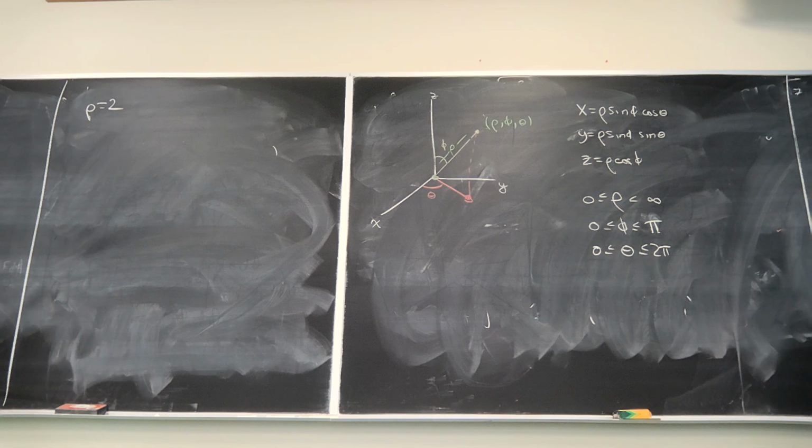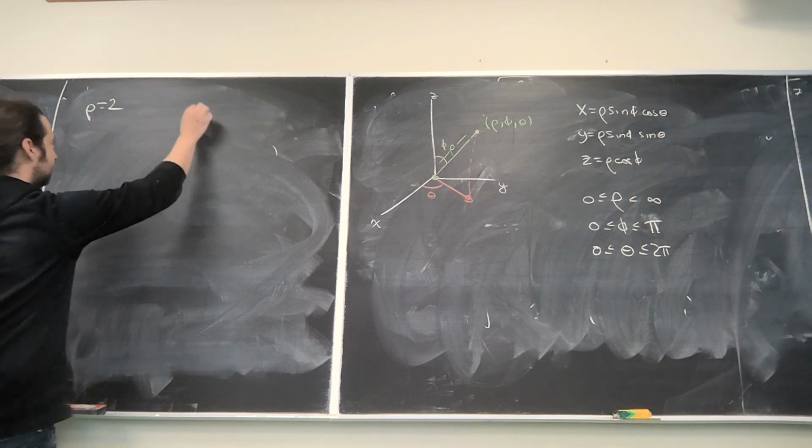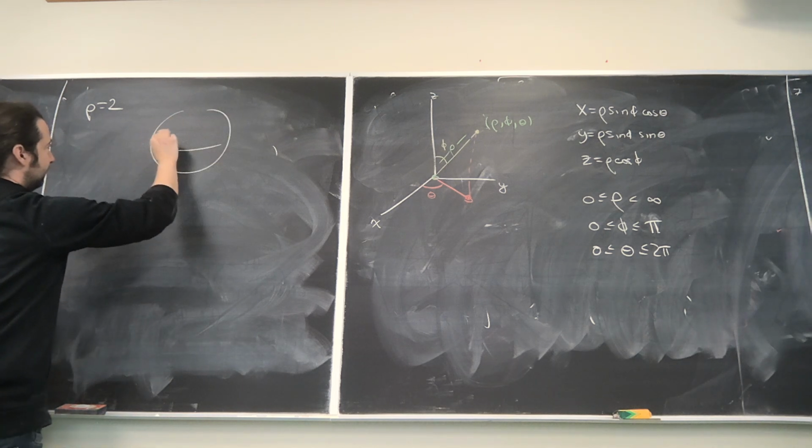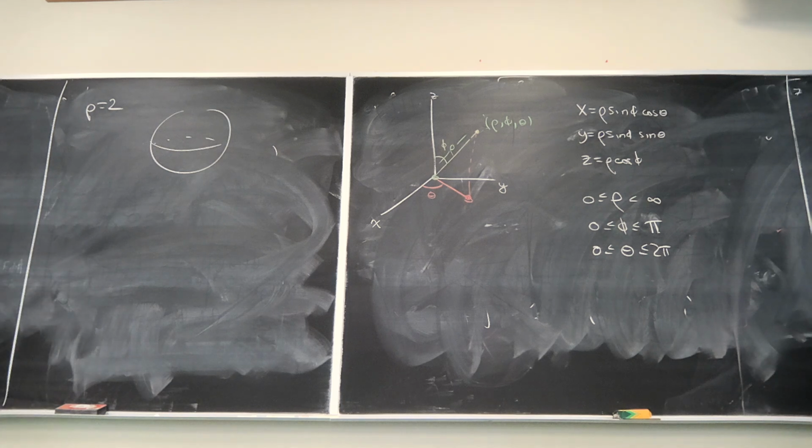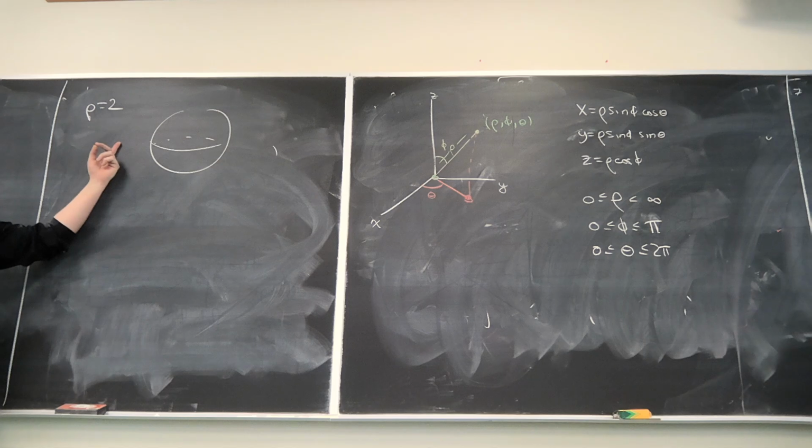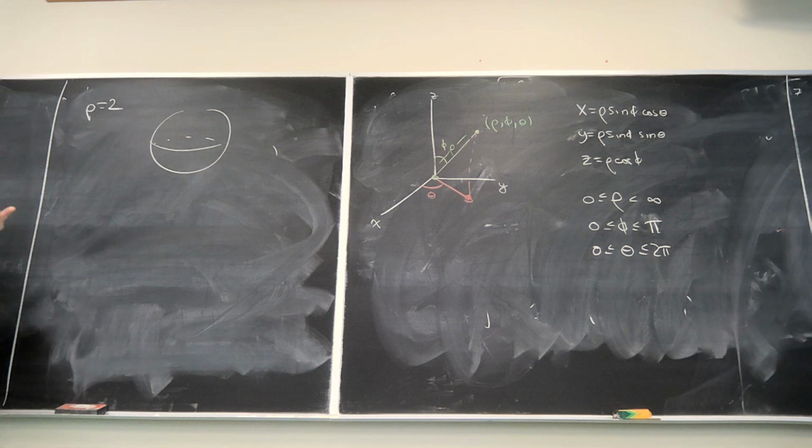What does rho is equal to 2 give you? So phi and theta are unrestricted, and rho is equal to 2. It's a sphere of radius 2, right? Is it filled in or is it hollow? It's hollow because rho is equal to 2. It's not a ball. It's not filled in. It's just the spherical part on the outside.